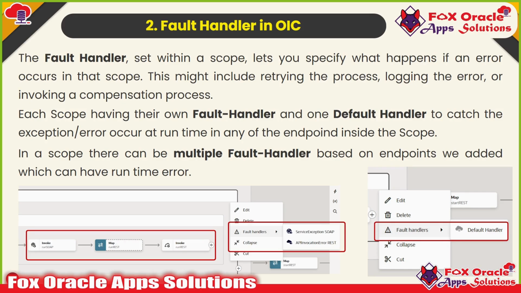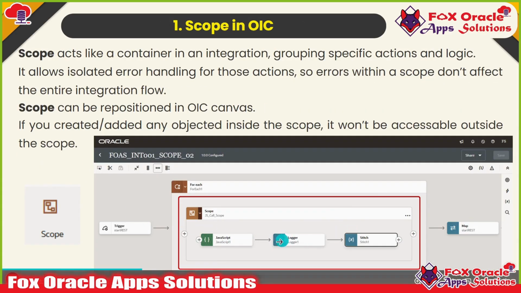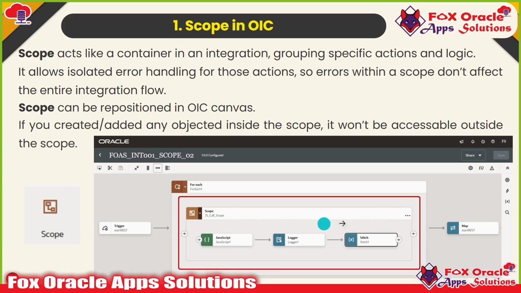With the help of the fault handler we can add logic so that whenever we get any error in that scope's elements, it is handled. Here you can see in this scope, which I named JS call scope, we have three elements added. The first one is the JavaScript call, the middle one is a logger, and the last one is an assign action. If we get any error while running the integration on any of the endpoints, control will move to the fault handler for the scope we added.